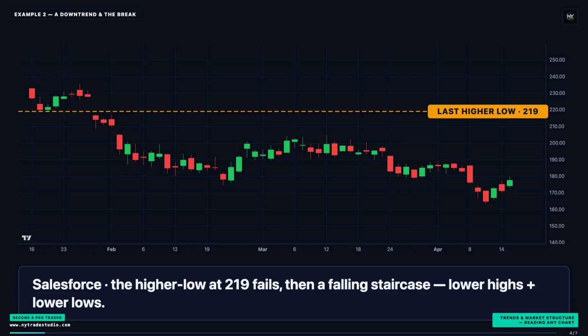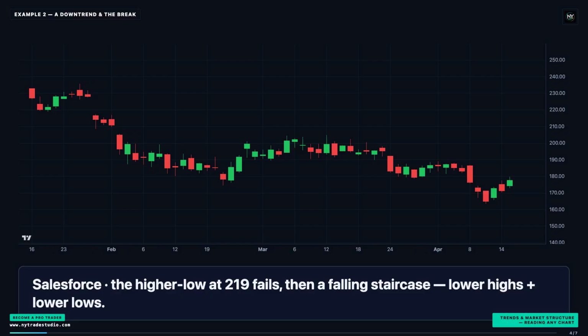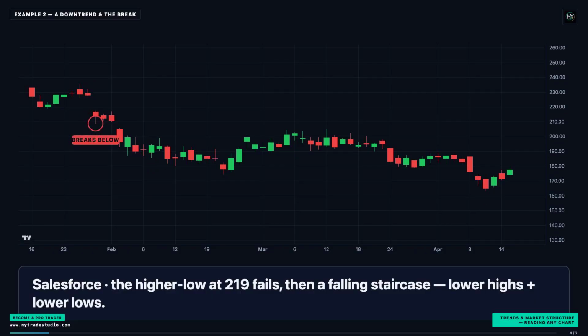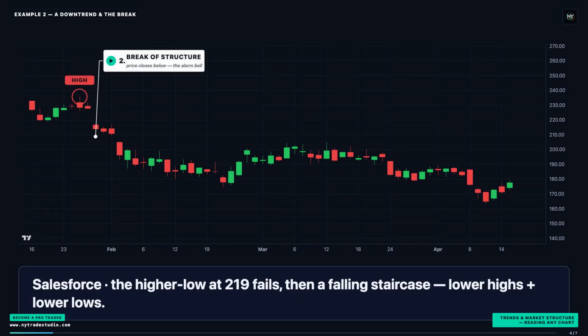Price rolls over, comes down to that line, and instead of bouncing, it slices clean through and closes well below it. The last higher low just failed. That is a break of structure, the single most important signal a trend can give you. The staircase that had been stepping up just lost a step. The alarm bell is ringing. Buyers are no longer in control. And once you see that break, the rest unfolds exactly as the diagram promised.